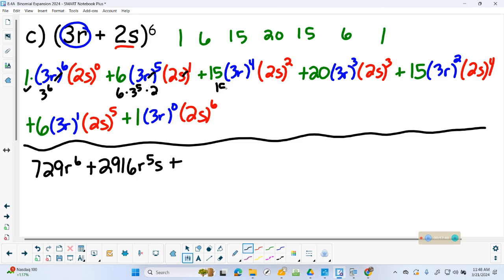Third term, I did 15 times 3 to the 4th, 2 squared. I just put times 4 for that guy. And of course, I multiplied that out. Another large answer, 4,860. R to the 4th, S to the 2nd.